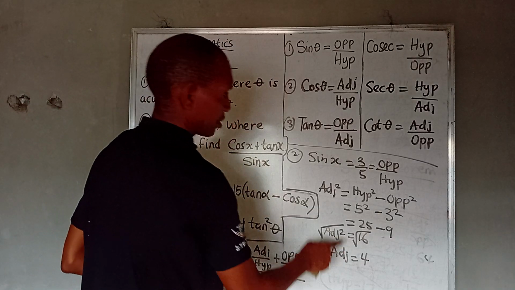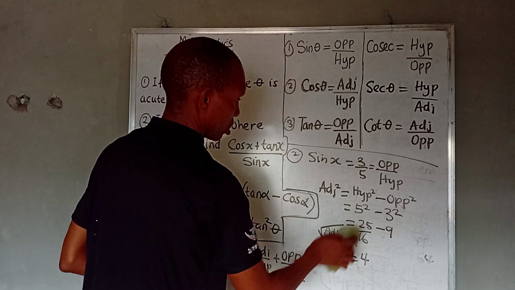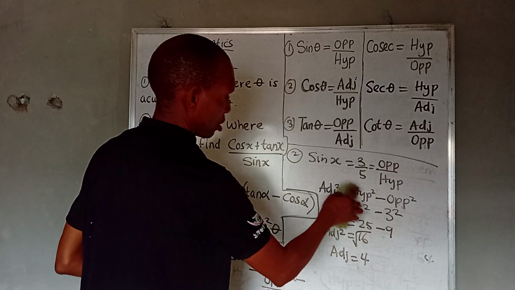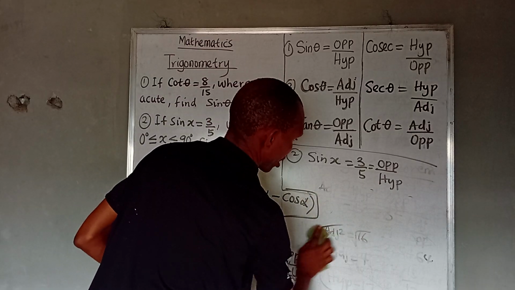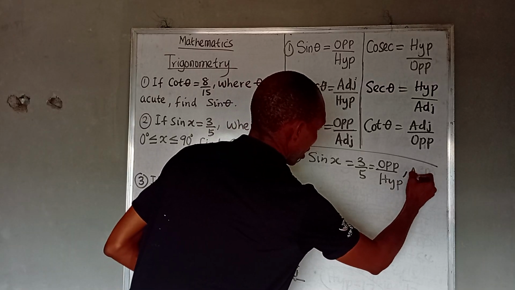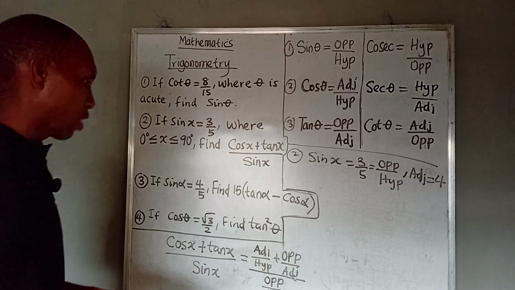I'm cleaning this. Don't forget our adjacent is 4. Our opposite is 3. Hypotenuse is 5. So our adjacent is 4. We should not forget that. So let's have it at the back of our mind. The adjacent that we got is 4. We got 4 as adjacent.